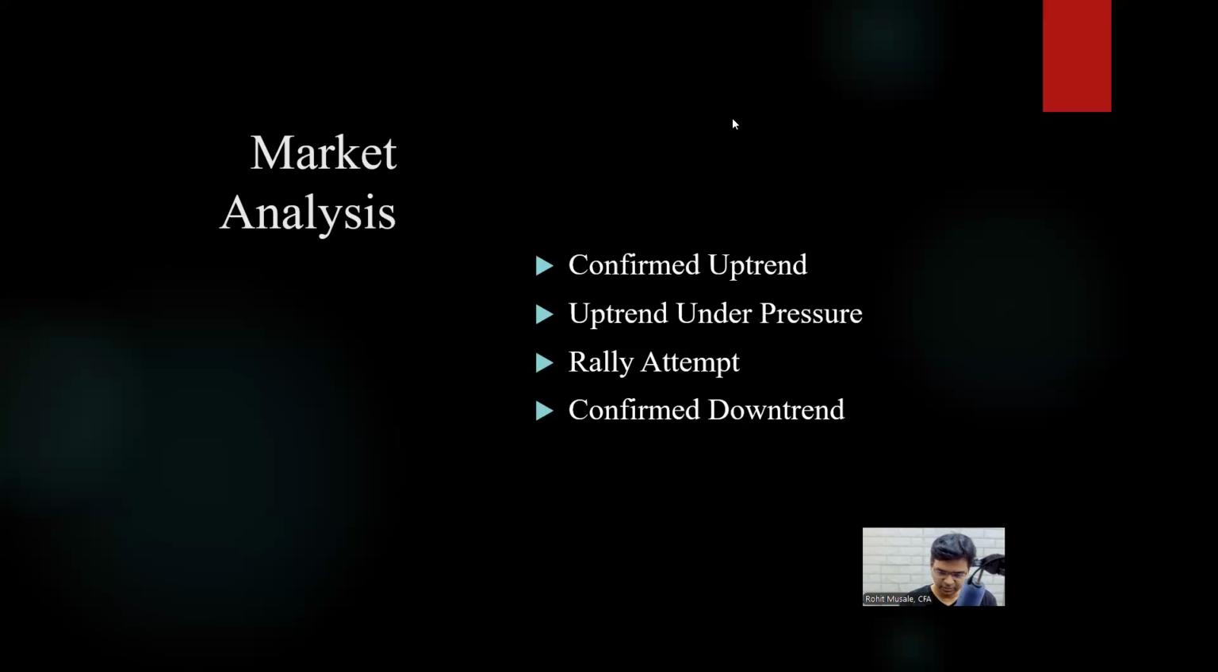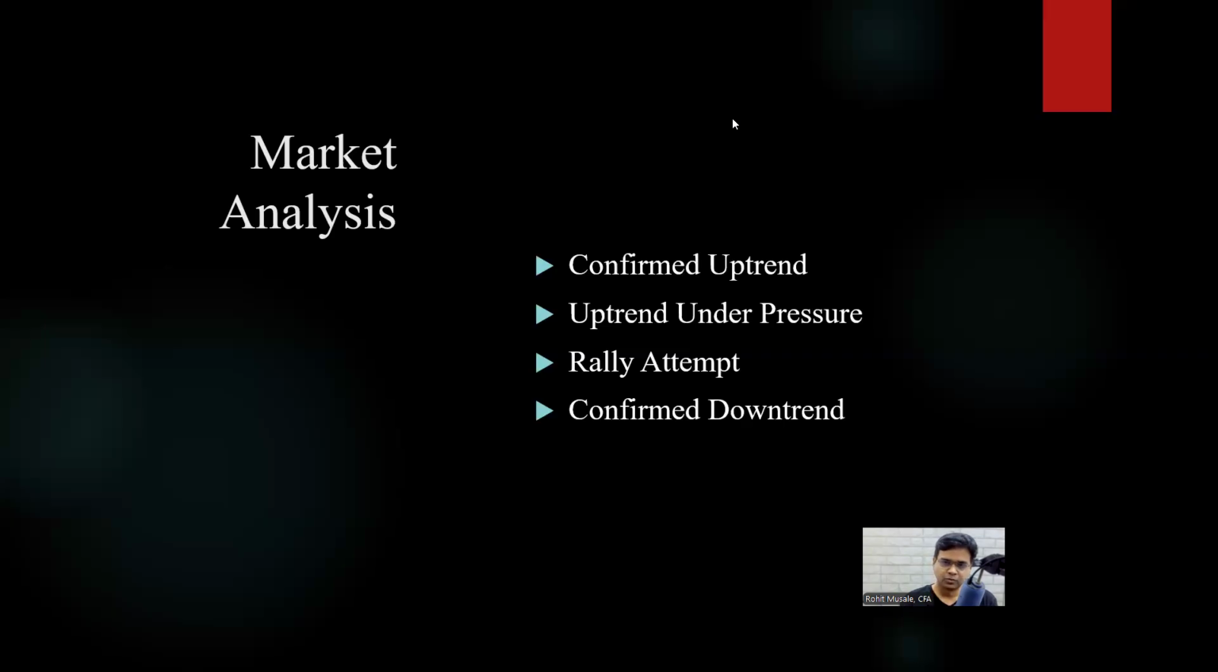They have categorized the market conditions into 4 different types. As you can see here, the market can be in a confirmed uptrend or uptrend under pressure or rally attempt or confirmed downtrend. Why do we do market analysis? Because it helps us determine whether we should be buying stocks in this type of market or not. It also helps us understand what position size is appropriate in a given market condition.